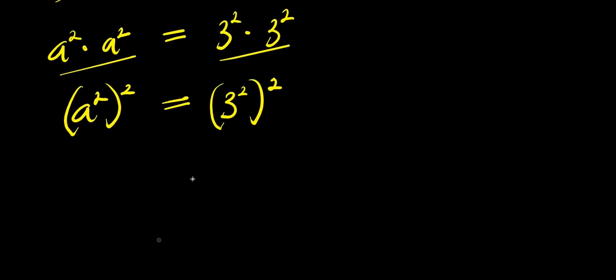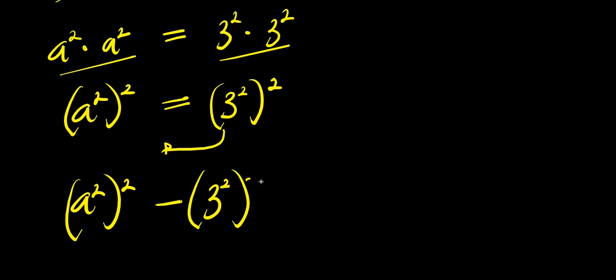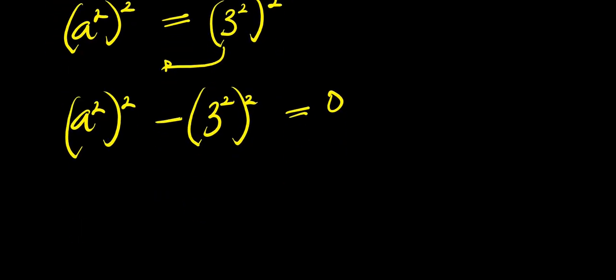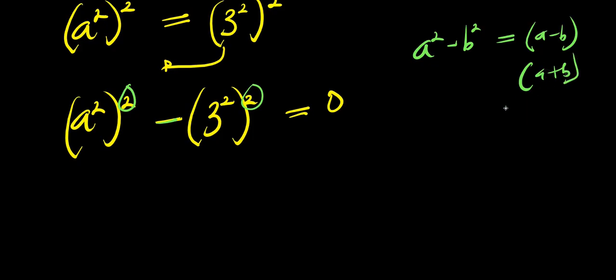So the next thing we are going to do will be to simply move this over here. So we have a power 2 raised to the power of 2 minus 3 power 2 raised to the power of 2, and this equals 0. Now, at this particular point, we have power 2 here and power 2 here, with a minus. We can apply the difference of two squares: a squared minus b squared equals a minus b times a plus b. This is our a, and this is our b. So let's apply this identity.